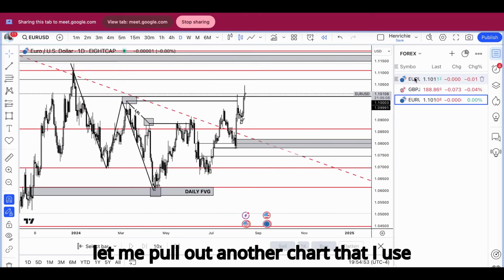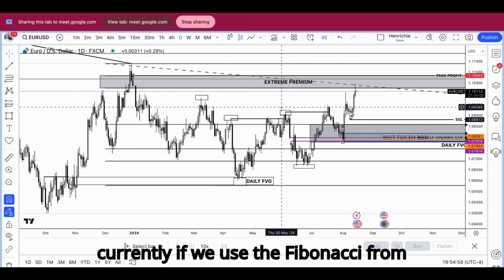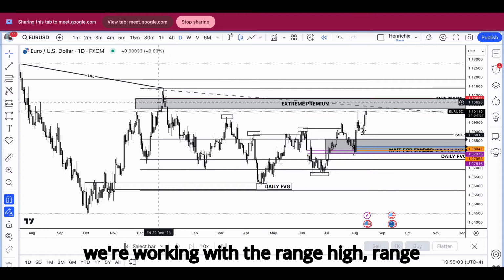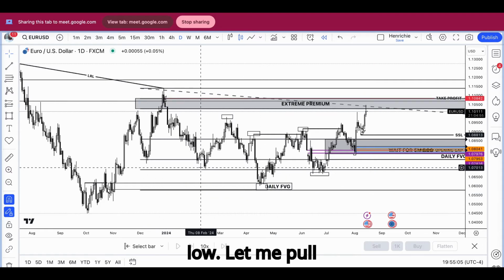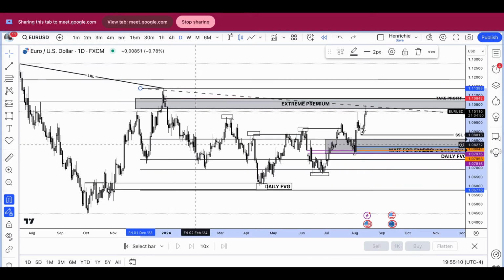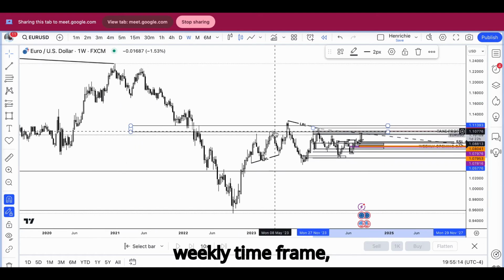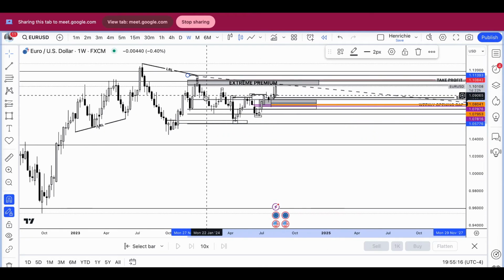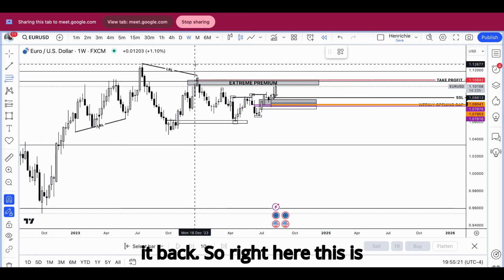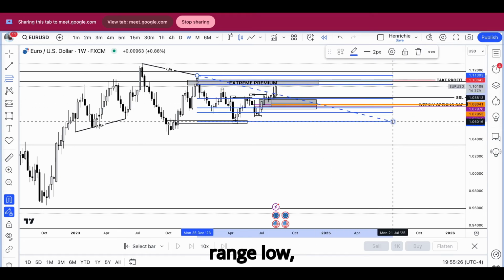So let me pull out another chart that I use for my analysis. So right here, currently, if we use the Fibonacci from the high to this low, we're working with the range high, range low. Let me pull this out so you can see. So right here, if we go to the weekly time frame, let me remove this and put it back. So right here, this is our range high, this is our range low.